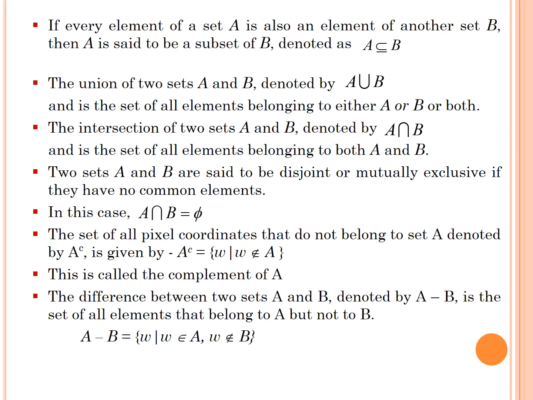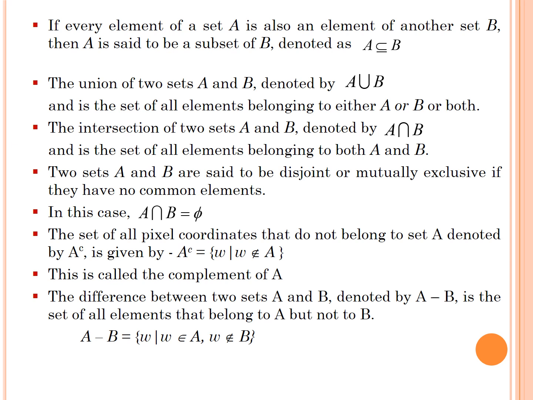Two sets A and B are said to be disjoint or mutually exclusive if they have no common elements. In this case, we write A intersection B is equal to phi. The set of all pixel coordinates that do not belong to set A, denoted by A complement, is given by A complement equals {w | w does not belong to A}. This is called the complement of A.